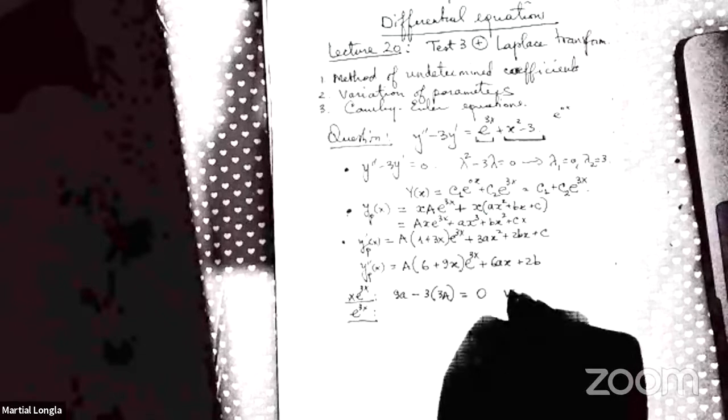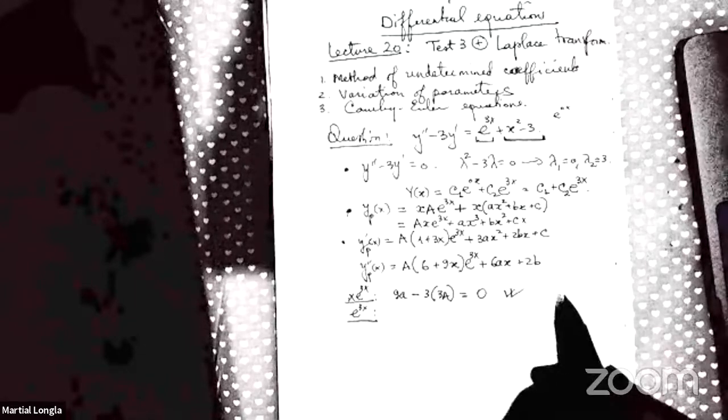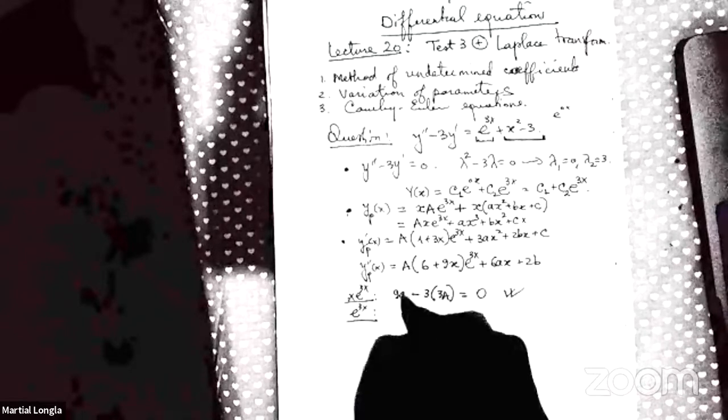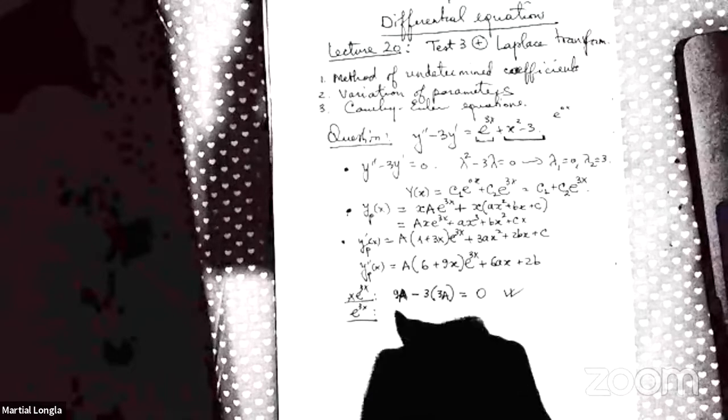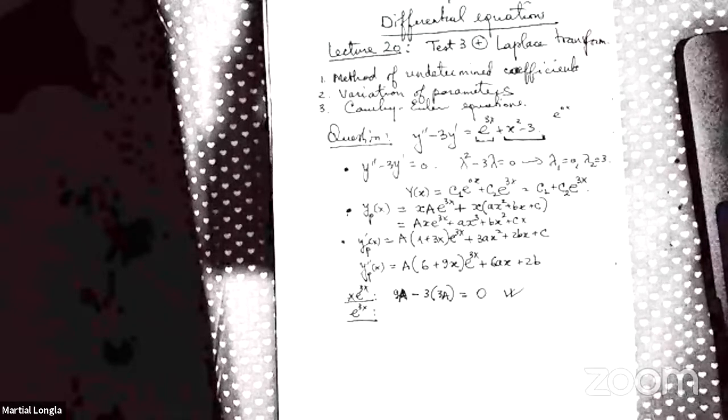And as said in the lecture, when you multiply by x, this first equation must give you 0 equals 0. And that's 9a minus 9a equals 0. So that's okay. That's why I put the check mark. So I have it correct.